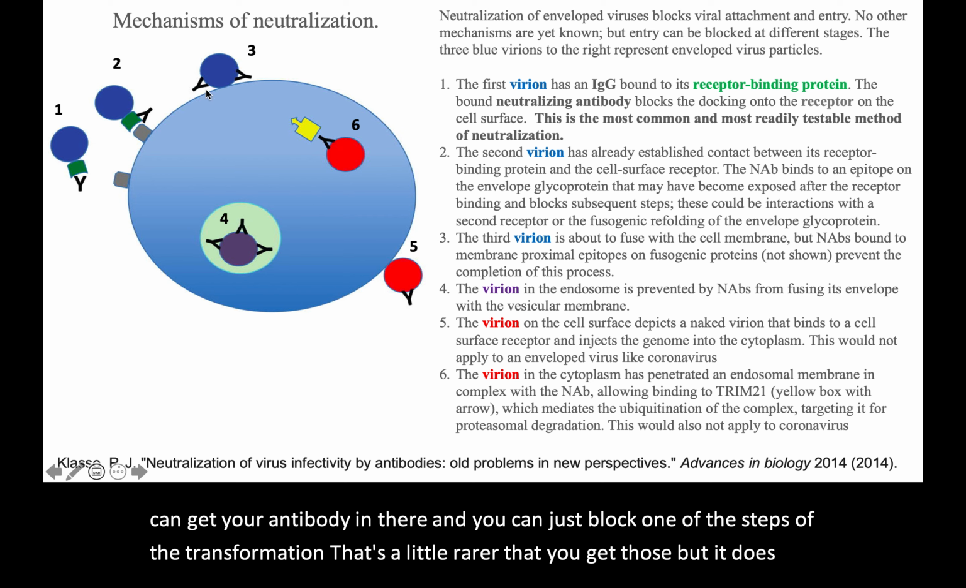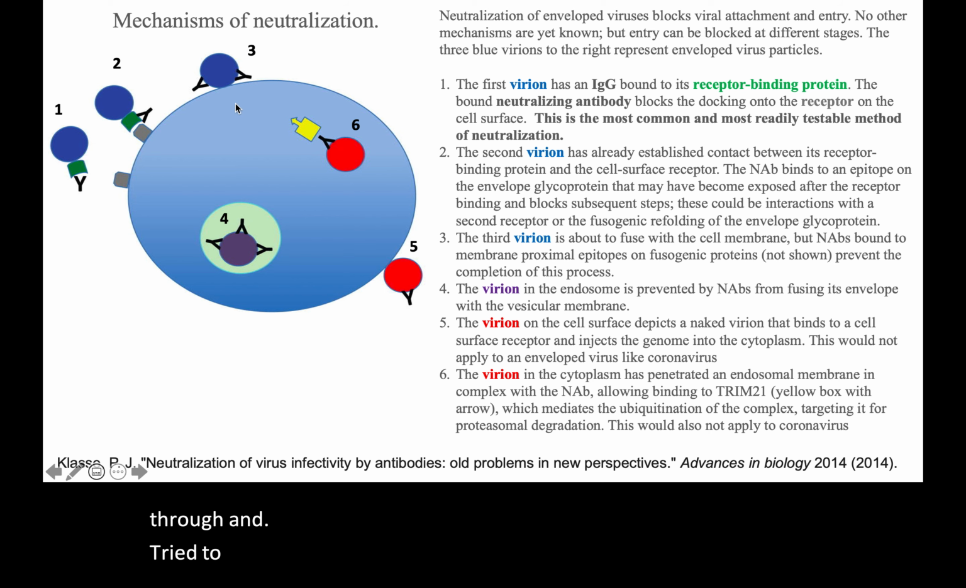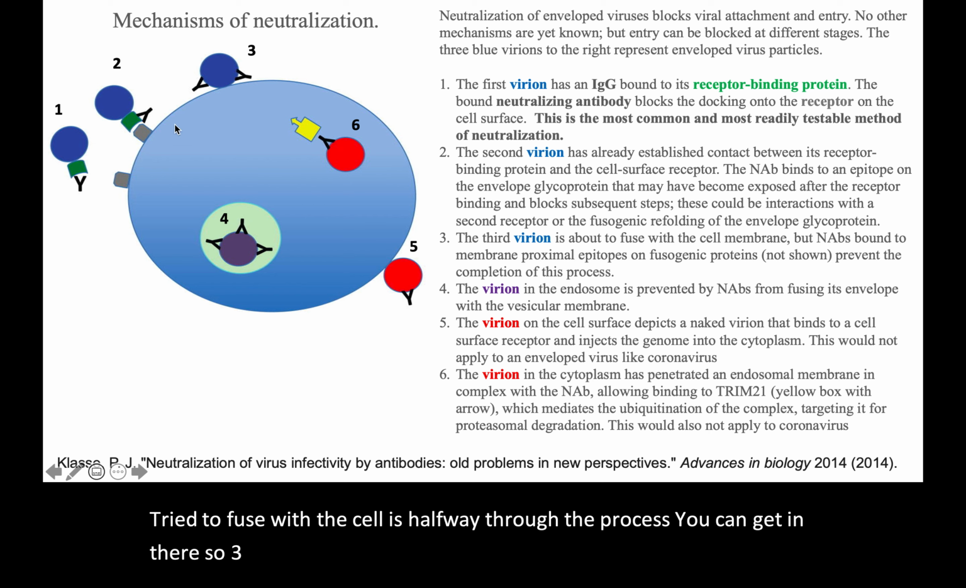You can also block it a little bit later. So after it's gone through and tried to fuse with the cell, is like halfway through the process, you can get in there. So 3 is really kind of the same thing as 2, I would say.